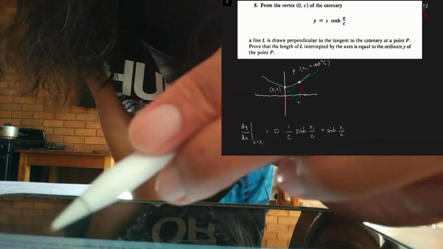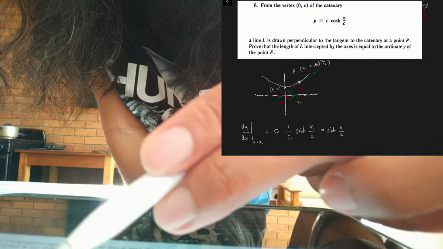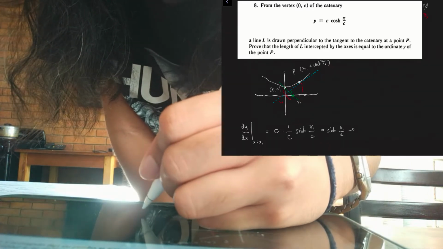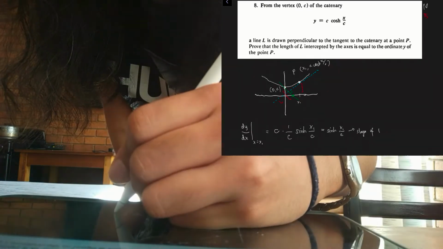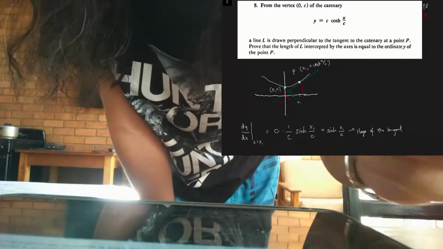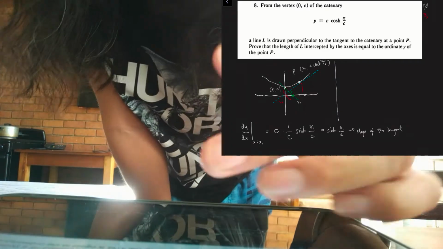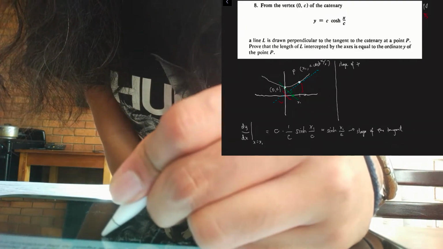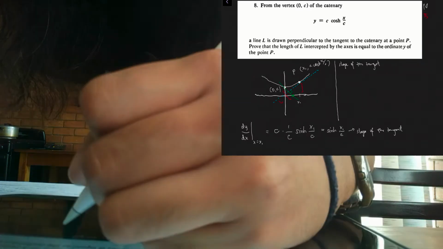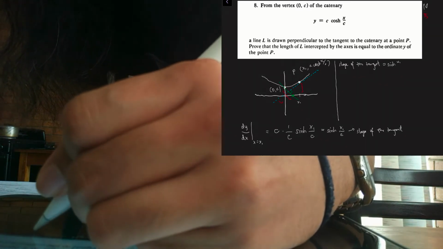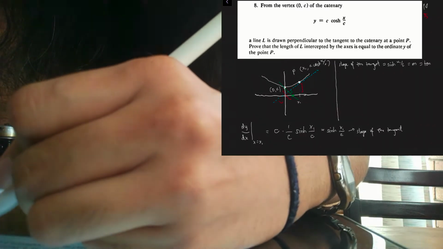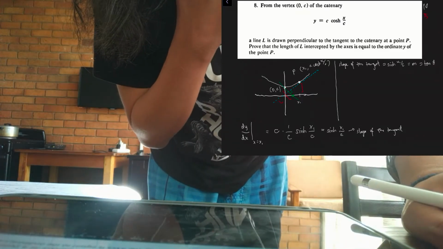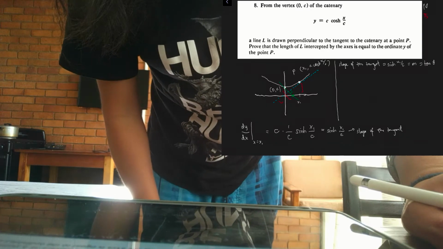This is the slope of the tangent. Let's go to a side discussion here. The slope of the tangent, which we know is equal to sinh of x1 over c, we can call it m. That is also equal to the tangent of the inclination of that blue line with respect to the x-axis, like we've mentioned in the video yesterday.